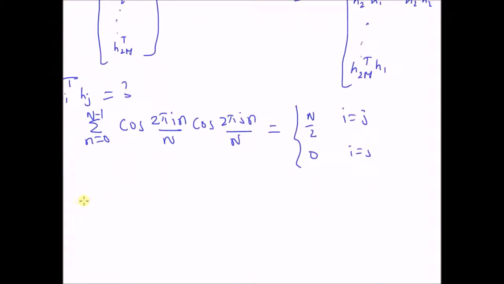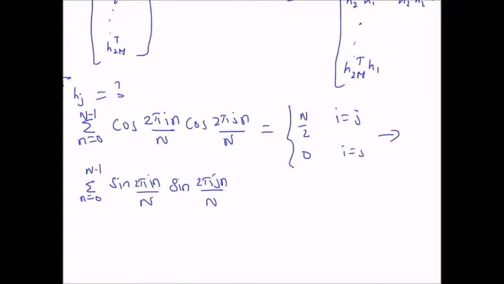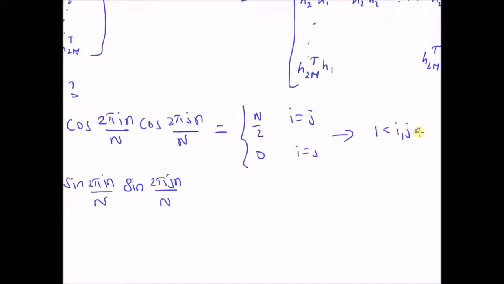But for values of i and j greater than M plus 1, we have the following dot products. That is, for values of i and j both greater than M plus 1, we have the sum from n equal to 0 to N minus 1 of sine of 2 pi i n over N into sine of 2 pi j n over N. This is for values of i, j less than M, and this will also have the same value N by 2 for i equal to j and 0 elsewhere, that is, i not equal to j. Note this is i not equal to j.